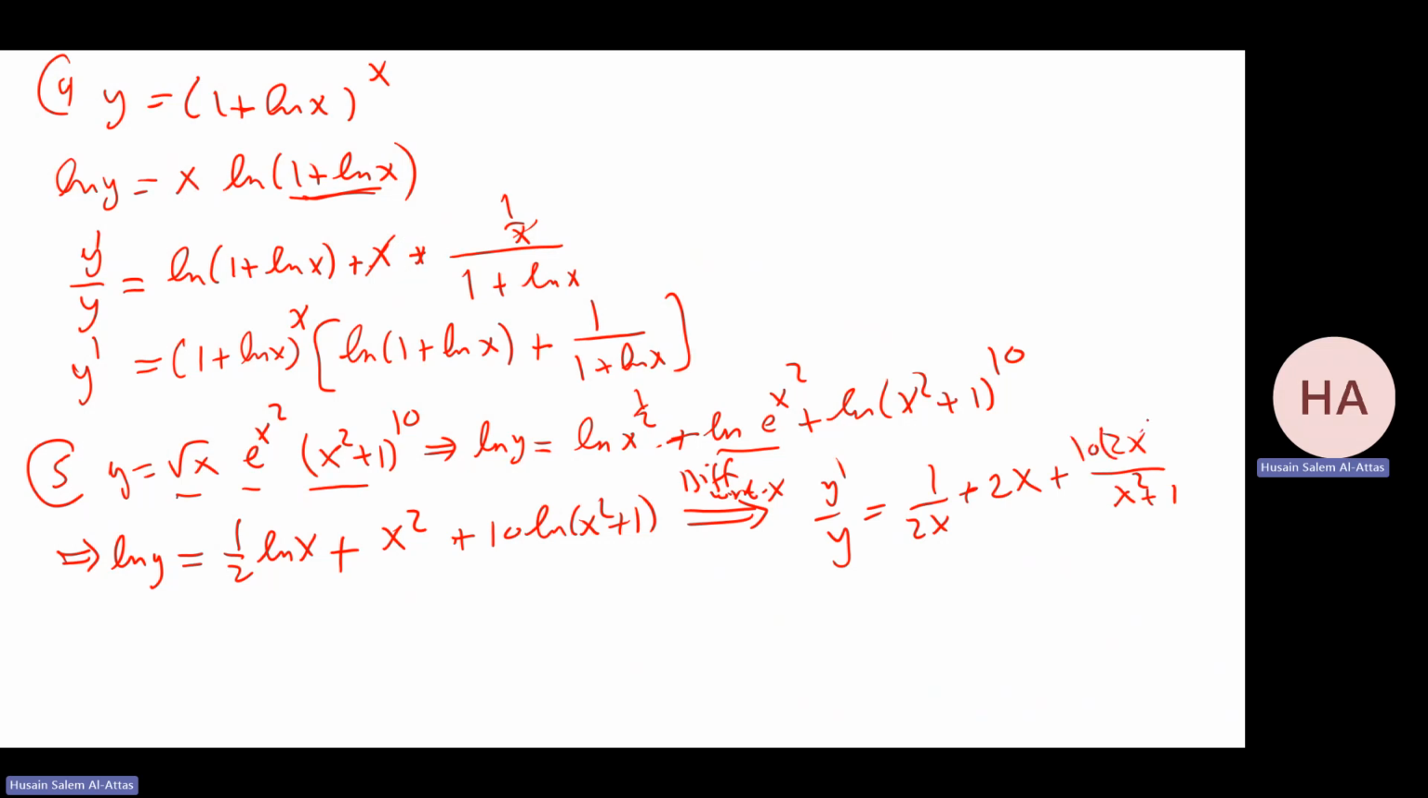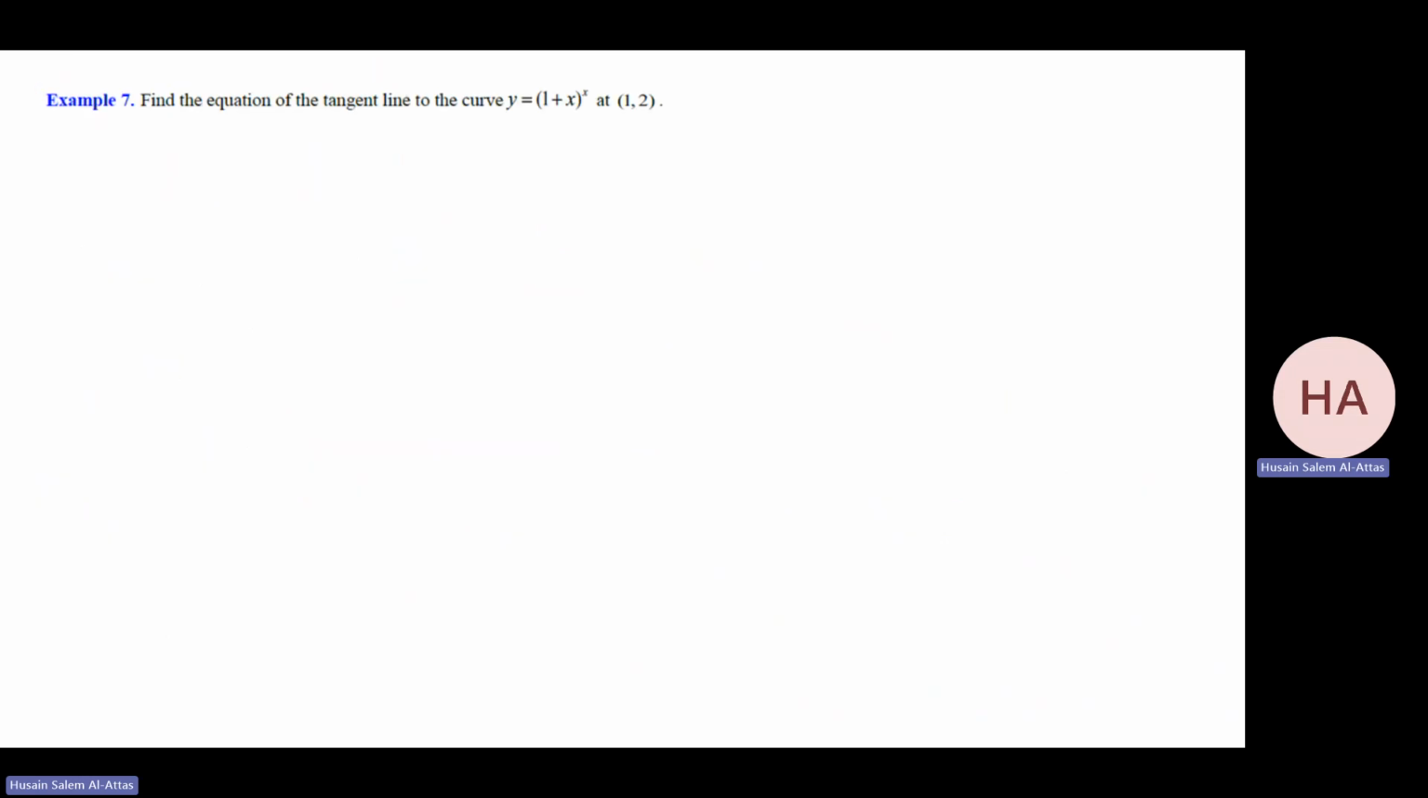Don't forget the 10. So that means y prime will be y. You can write y times 1 over 2x plus 2x plus 20x over x squared plus 1. That's it. You can write the value of y there. Get it from there. Okay.